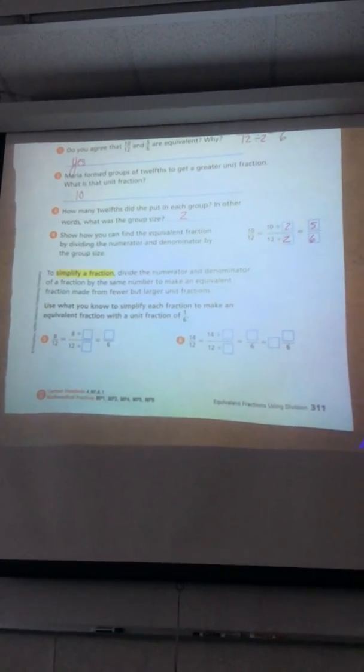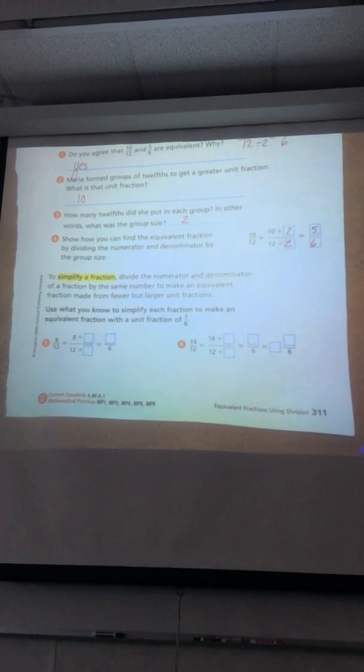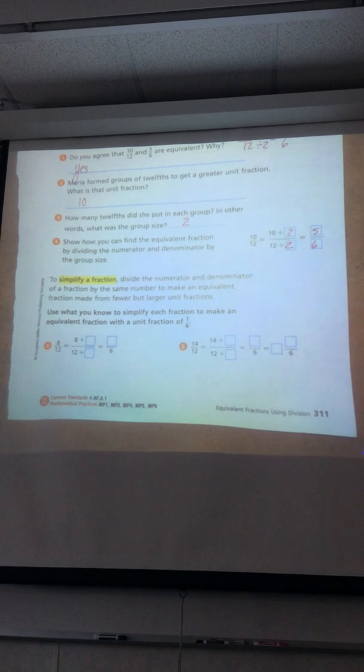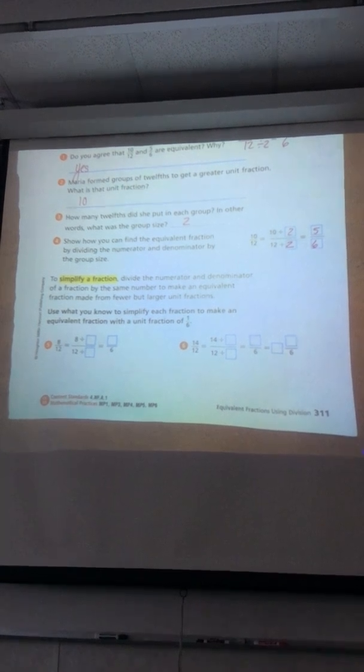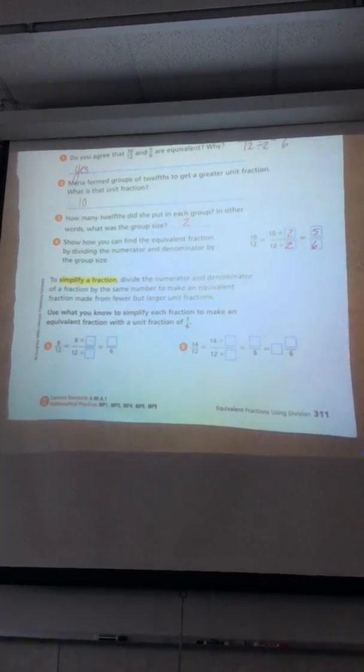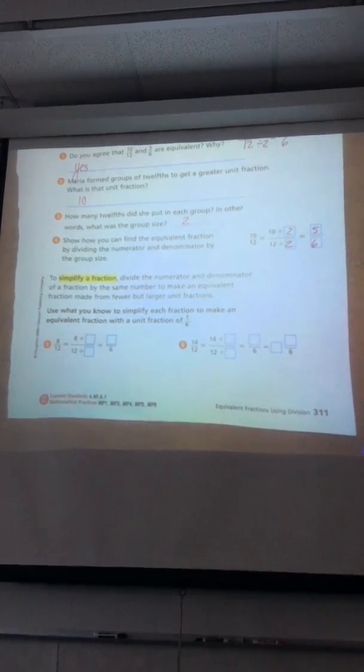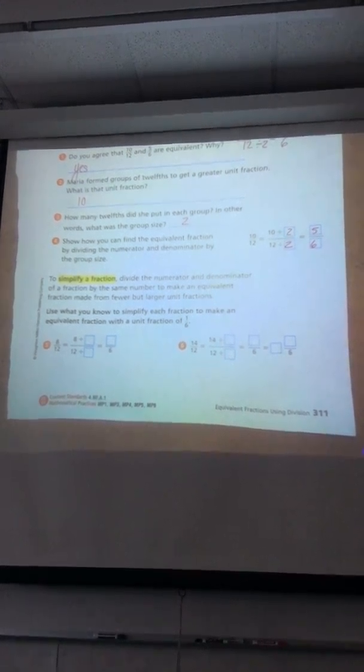So, to simplify a fraction, divide the numerator and denominator of a fraction by the same number to make an equivalent fraction made from fewer but larger unit fractions. So really all that's telling you is you just need to divide the numerator and the denominator by the same number to get a smaller fraction.